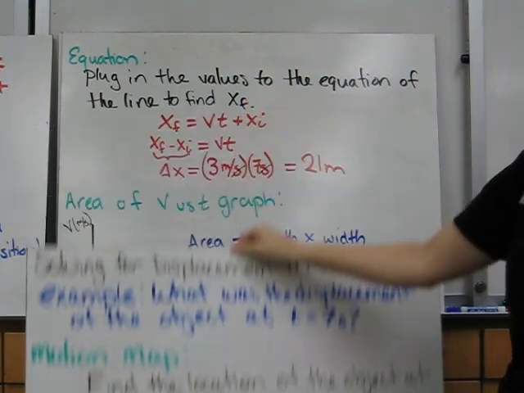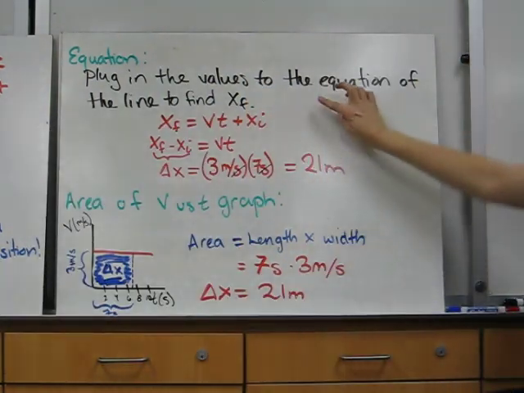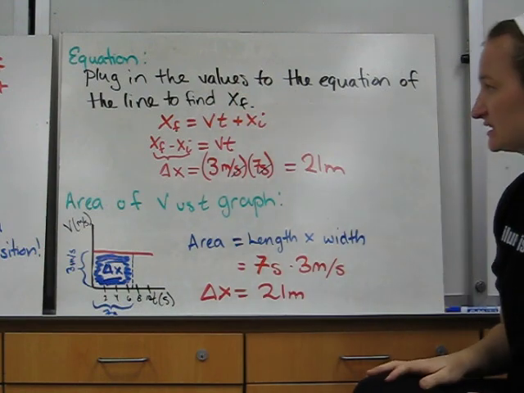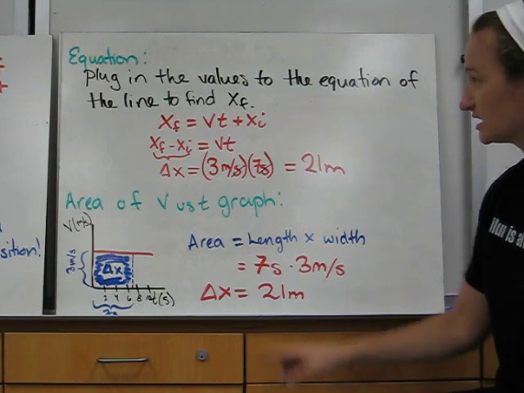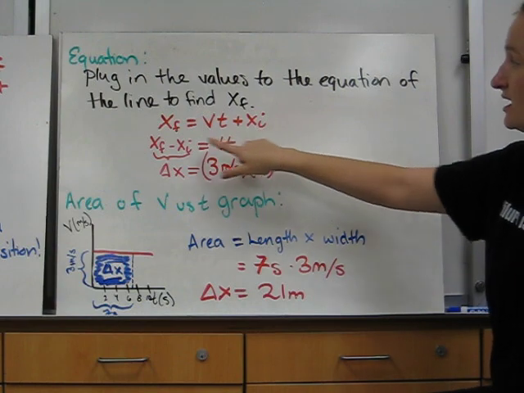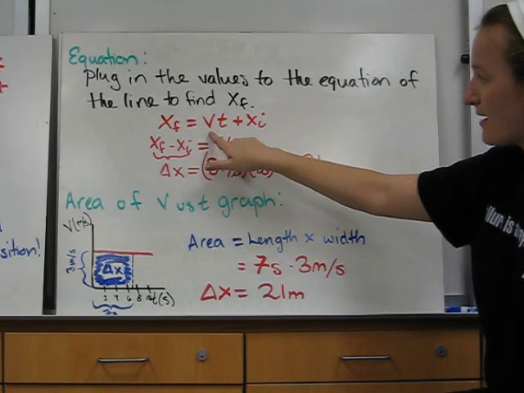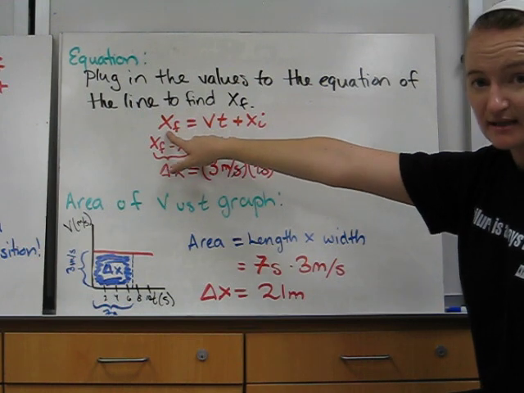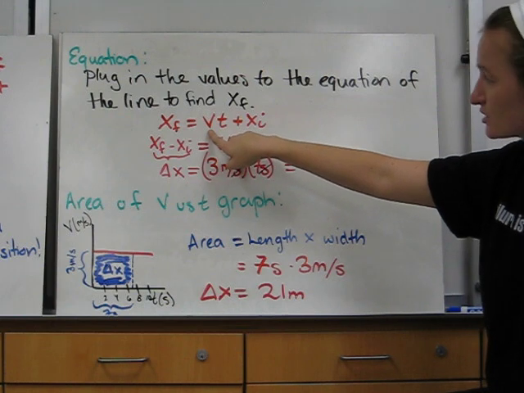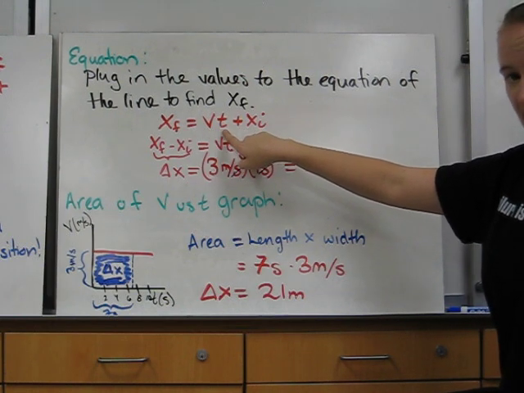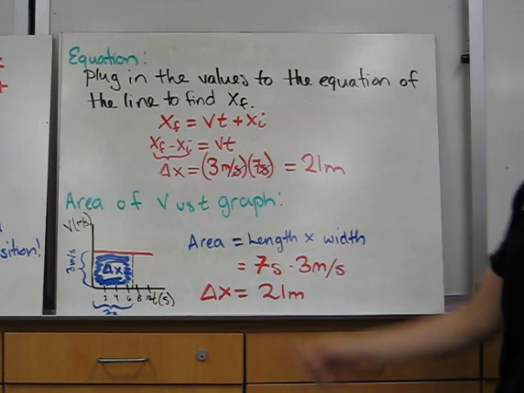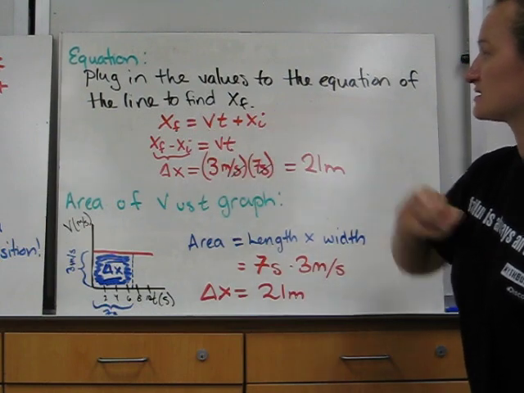There are 4 ways to find this displacement. The next way is using the equation. We'll plug in the values to the equation of the line to find x final. We know that the equation of a line is the final position equals the velocity times the time plus the initial position. This is our y equals mx plus b. We know that our y is the x position at that time. Our v is our slope, so our velocity is our slope. Our x in this case is t, and our b, or our y-intercept, is our initial position. So the formula is x final equals vt plus x initial.